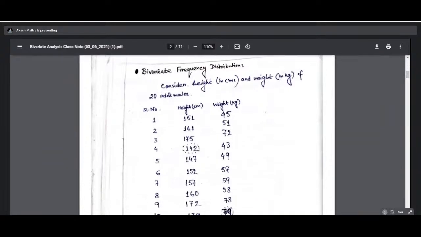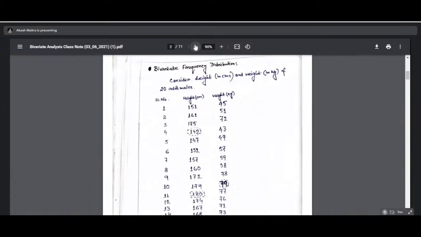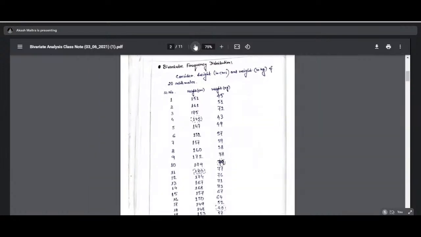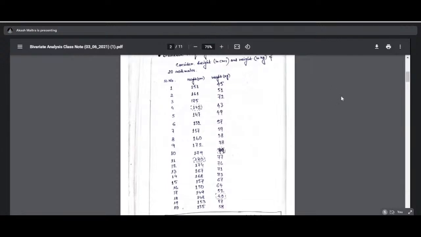My friend has already told you about bivariate frequency data, and I have just collected here an example. I think the 20 data set is now visible to all of you. So I have collected height in centimeters and weights in kg of 20 adult males, though 20 is a very small number in case of statistical data, but for showing here, I have considered 20 examples. So you can see here that there is height corresponding to serial number 1 or person 1. I have height 151 centimeter and weight 45 kg and so on.